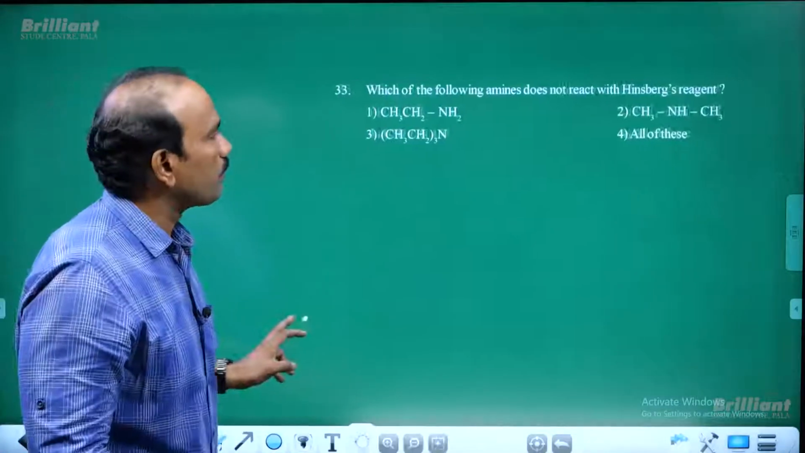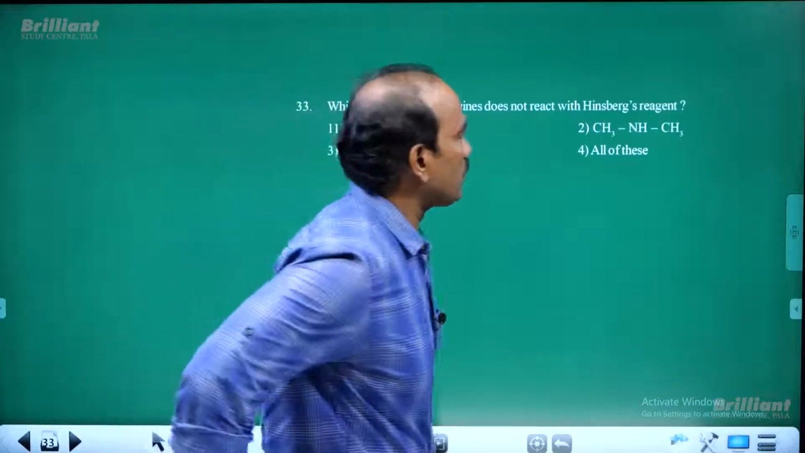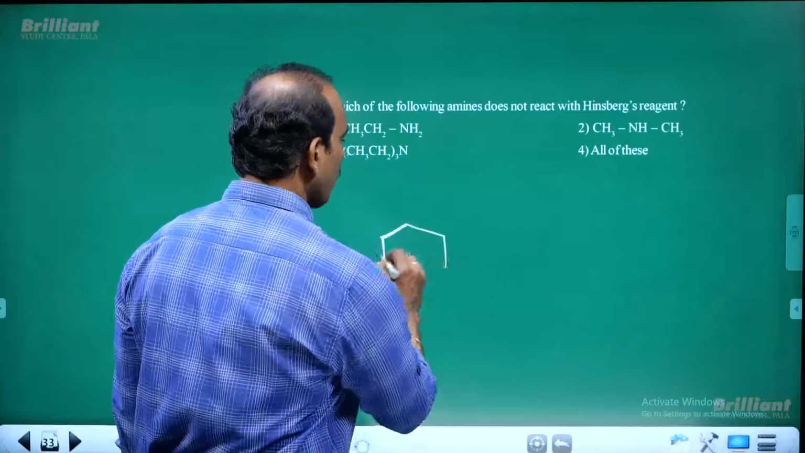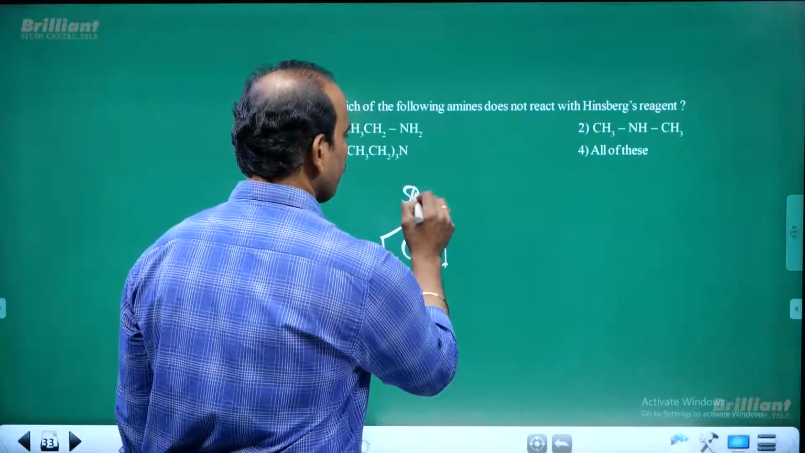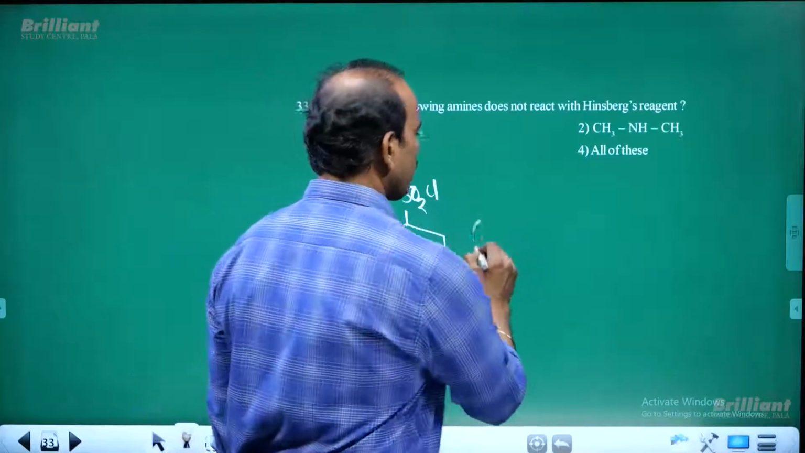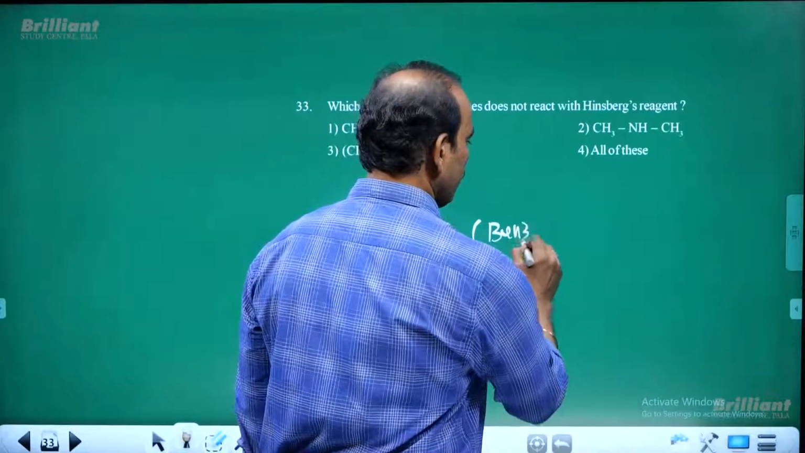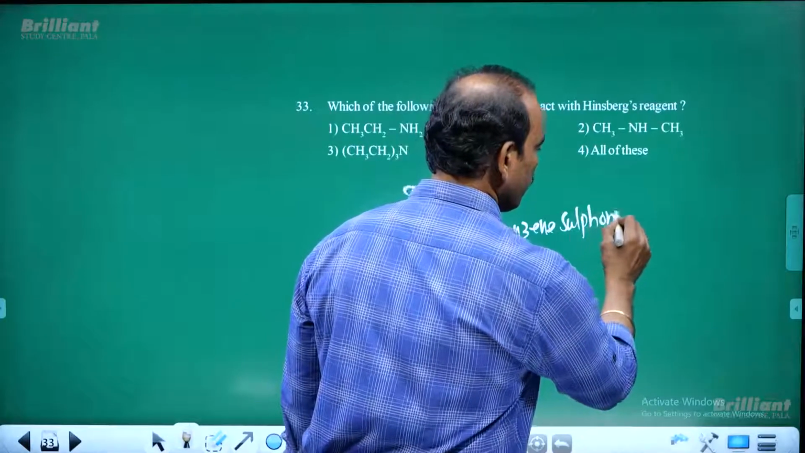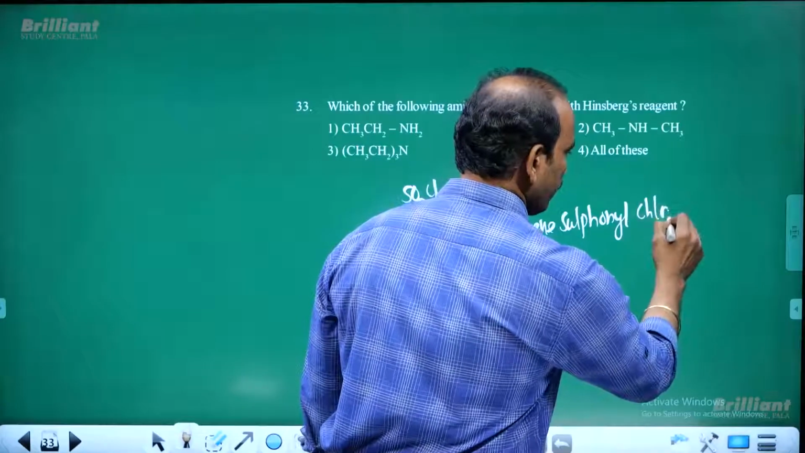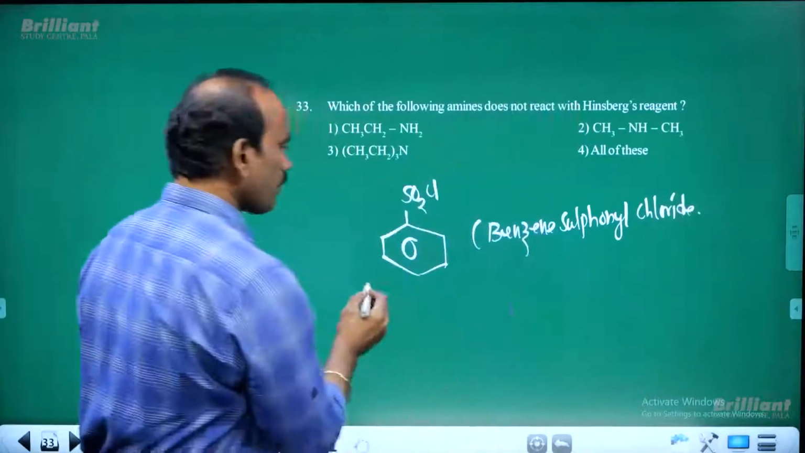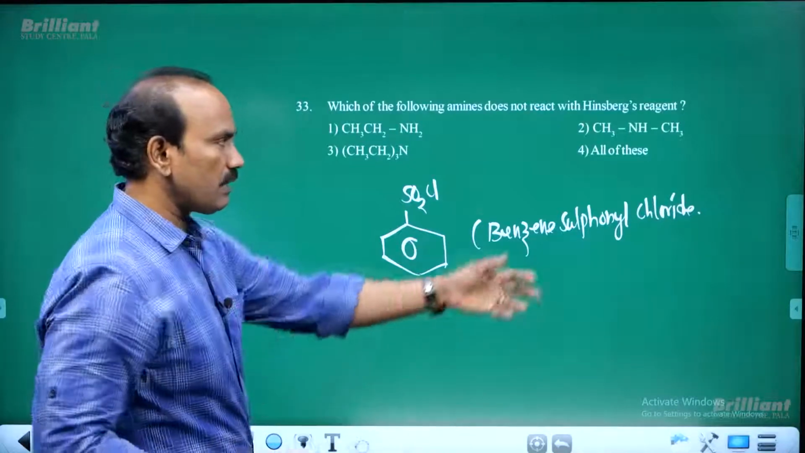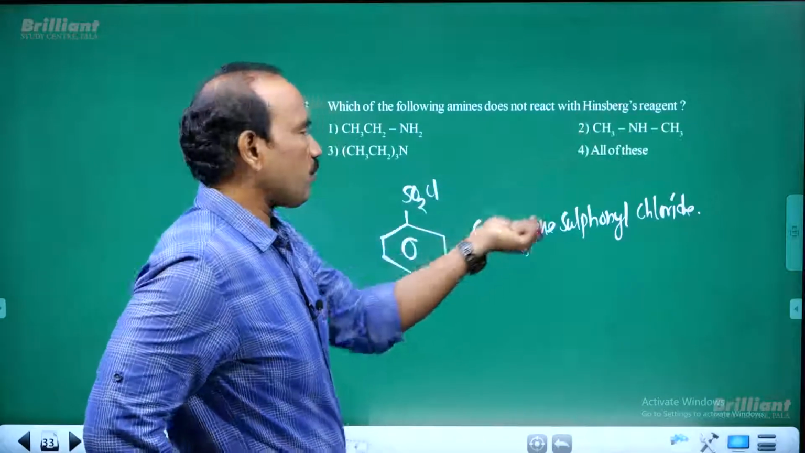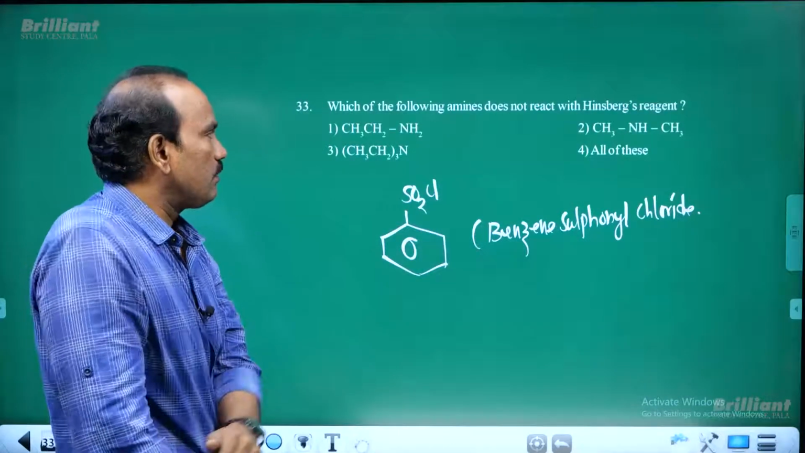Next one. Which of the following amines does not react with the Hinsberg reagent? Here what is the Hinsberg reagent? Benzene sulfonyl chloride. So primary amines give white precipitate. Secondary amines are also able to form white precipitate, but the secondary amine white precipitate is not soluble in acid. Okay, na?